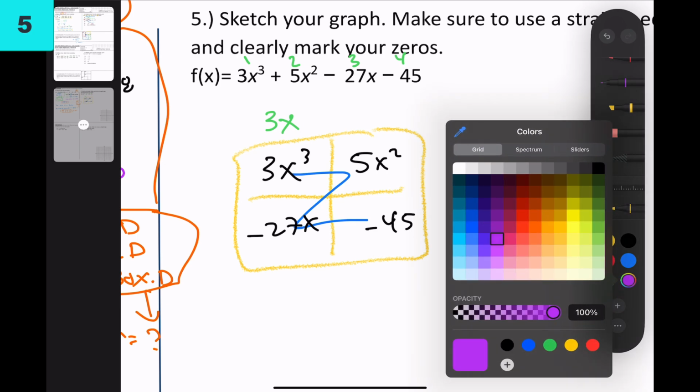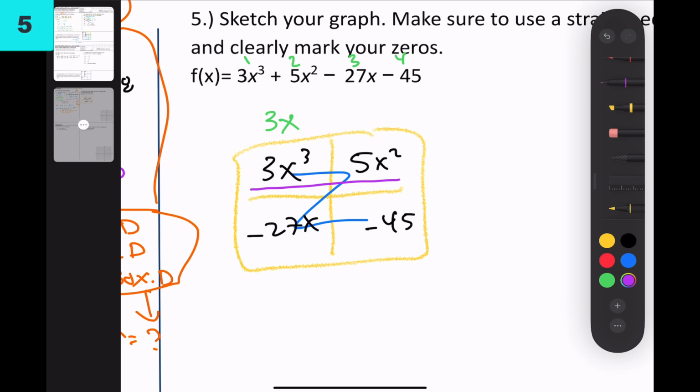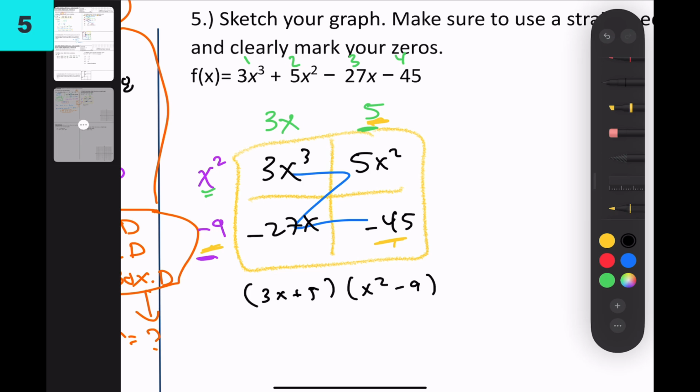Now if you look this direction, they have x squared in common. So if you multiply those two, you get 3x cubed. 3x times something, that'll be a negative 9. And then over here, x squared times this, I notice I'm missing a 5. And then negative 9 times 5 equals negative 45. So I have 3x plus 5, x squared minus 9. This is my answer for factoring.